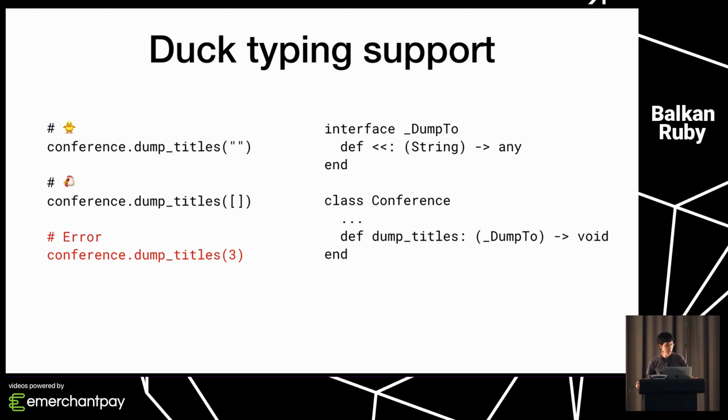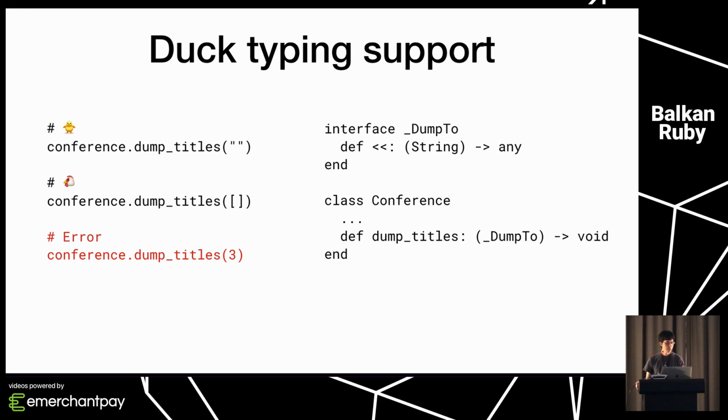So the first one is the conference dump_titles with an empty string. Because the string has a shift operator, it accepts the string, it's okay. Next one is with an array. Array also has a shift operator, and it can be any value, so it's still okay. The common superclass between the string and array is Object, and it doesn't have the shift operator, so it explains how Steep supports duck typing.